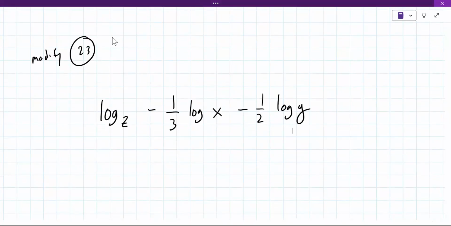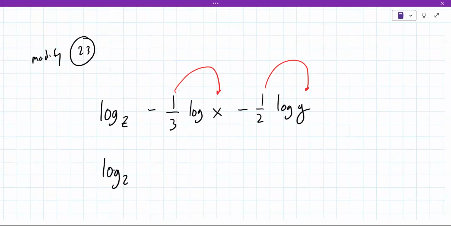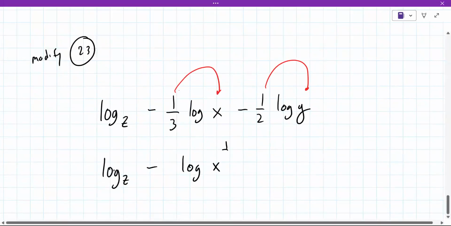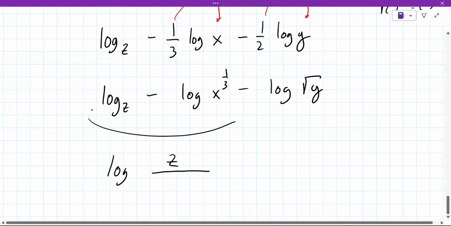Okay. Still move the coefficient in front as an exponent. I'm going to show it two ways because you might see it this way on a test. Log x to the 1/3 power, log of the square root of y. So the square root of something means that's something to the 1/2 power. You could write it as the cube root here, but I'm showing it both ways just to give you coverage on that. Okay. Now, the way this works is the first two are a quotient. So this becomes log of z divided by x to the 1/3, minus log of the square root of y.